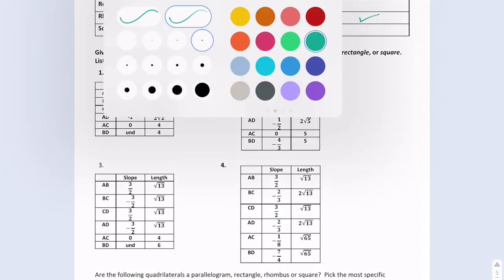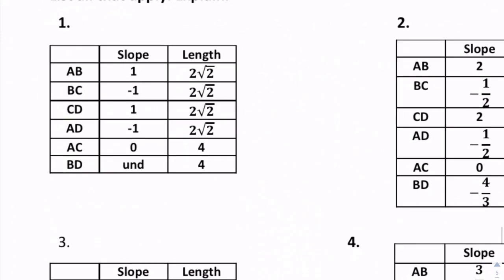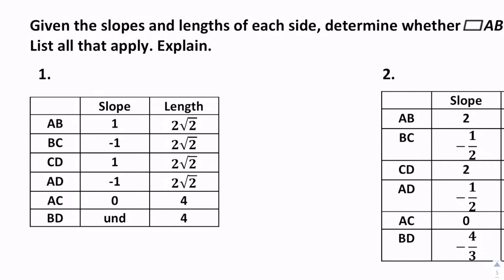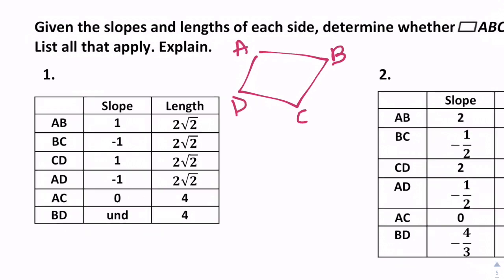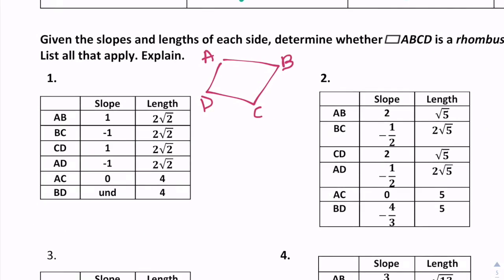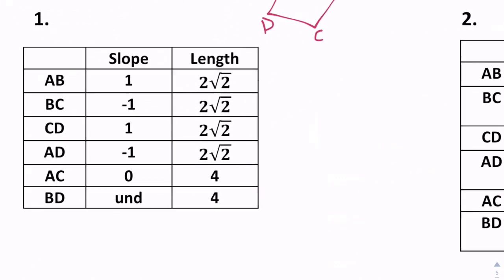I'm going to do a couple of these. So it says, given the slopes and lengths of each of these sides, A, B, C, D, of parallelogram ABCD, we have to determine if it's a rhombus, rectangle, parallelogram, or square. All right, I'm going to start with the most generic and then work my way down. Is it a parallelogram?